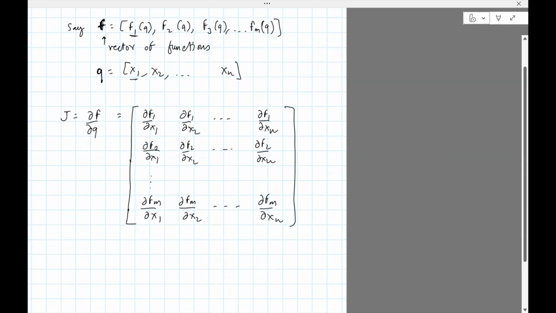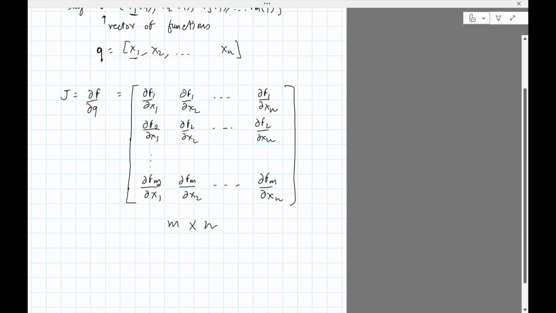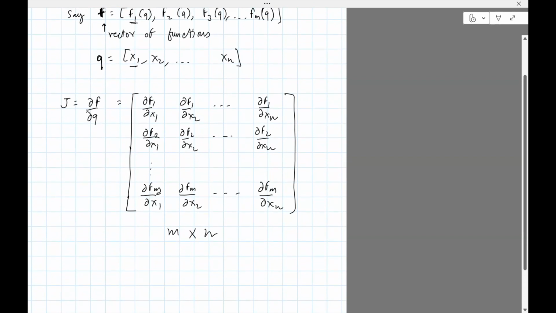Yeah, so you see that it has essentially how many rows? f1, f2, f3, so m rows, right? Because it goes from 1 all the way to m. And then because it goes from x1 all the way to xn along the columns, it's m cross n. So m rows, n columns. So if you do df/dq, it's going to be m rows, n columns. f is a vector of m, and q is a vector of n. Okay, let's do an example and stop.